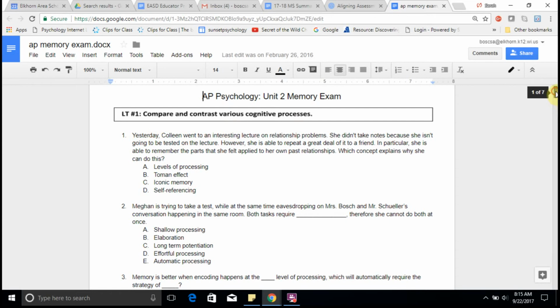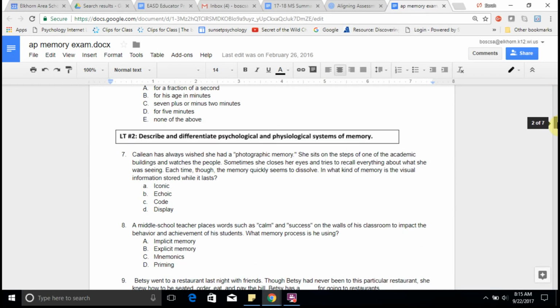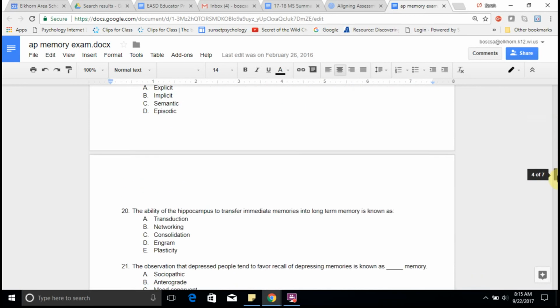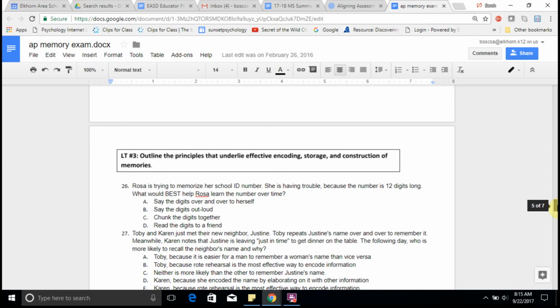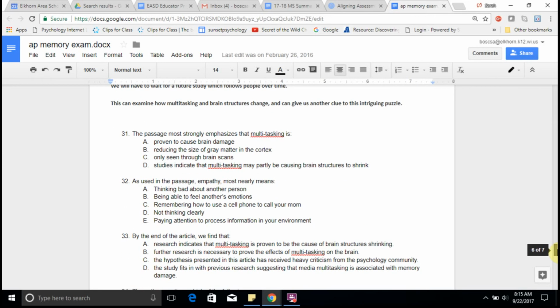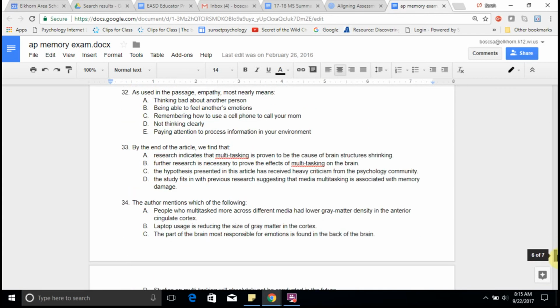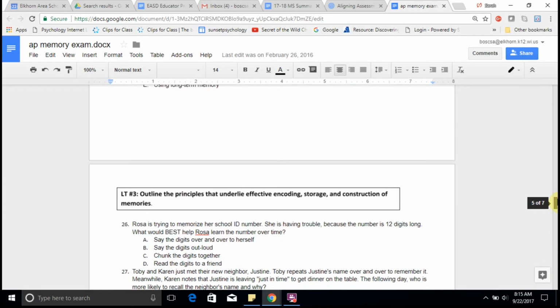Learning target number 1 has 6 questions that go underneath it. Learning target 2 has a few more, which means that this learning target is much bigger. Learning target number 3 has a few questions, and then there's a reading passage and then some reading skills questions that students have to answer. But you get the idea.